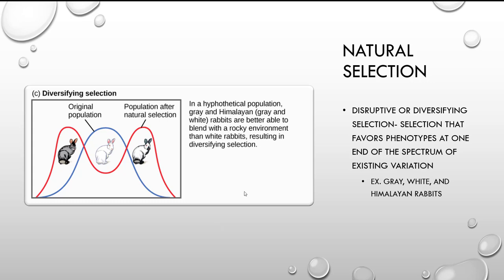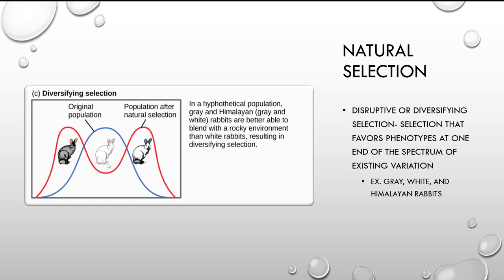Okay, so here's an example. We have the morphs of different rabbit colorations here. We have the dark morph, we have the Himalayan morph, and then we have the white morph. And the white morph happens to be the intermediate morph. And in this case, the extremes tend to be favored over the intermediate.